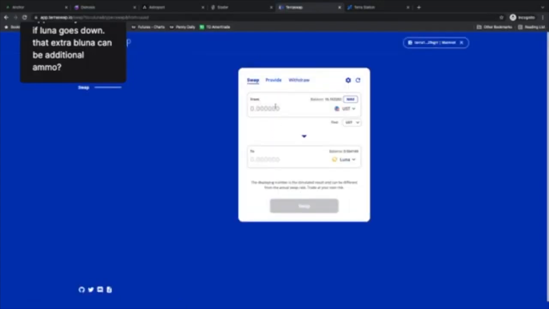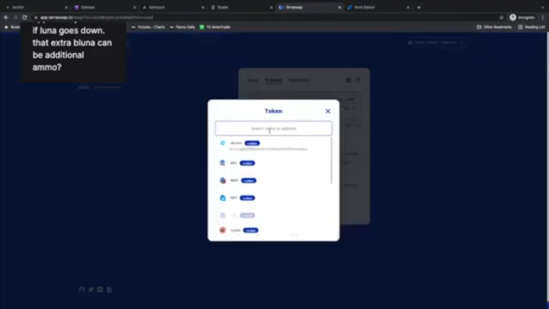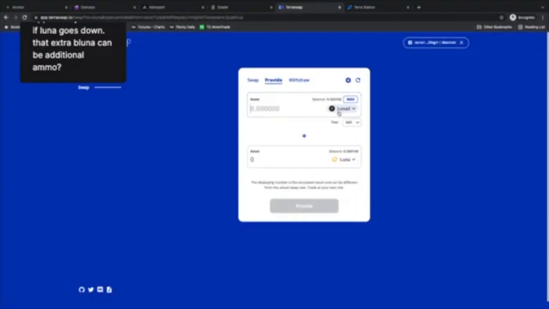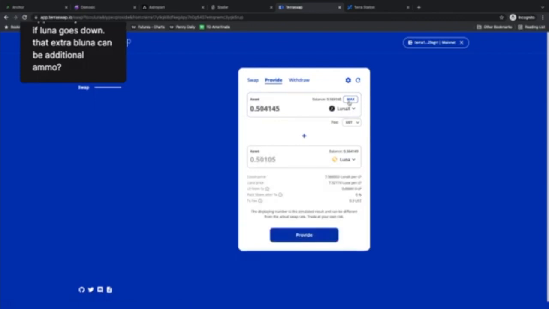So I bought both of those on the DEX. Now I'm going to go to provide. So there's swap and then there's provide. I'm on TerraSwap. I'm going to pick my two coins. So I'm going to pick Luna X and I'm going to hit max here. And it says that my 0.50 of Luna X needs 0.50 of Luna to provide because it needs to be equal, right? Because we talked about liquidity pairs and it's 50-50. And I'm going to hit provide here.